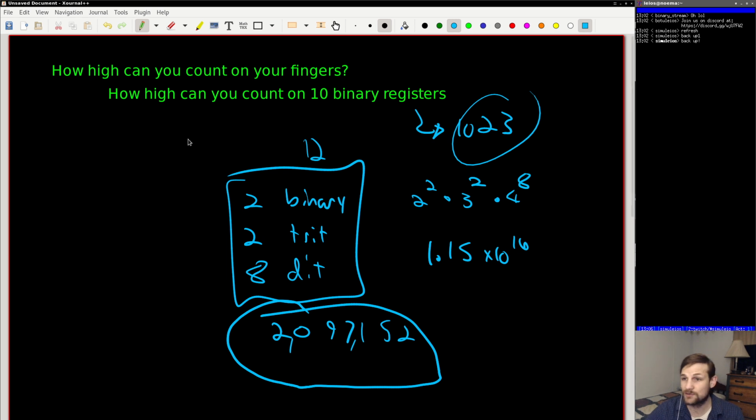And in fact, the actual question is, with 8 bits, how high can you count? And the answer here is 130,000, right? So that's what we're working on today. The question is, how do you count that high?